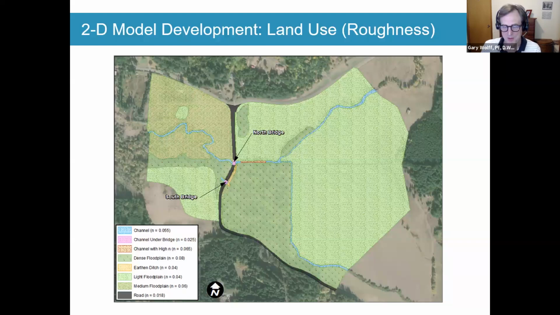So we've got our terrain, we've got our mesh, we've got our N values. Then we put in those boundary conditions, we put in the flows at the upstream end, the watershed at the downstream end, and we can run the model. And it figures out what's going on.